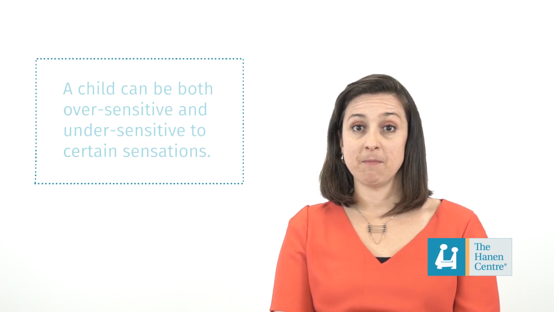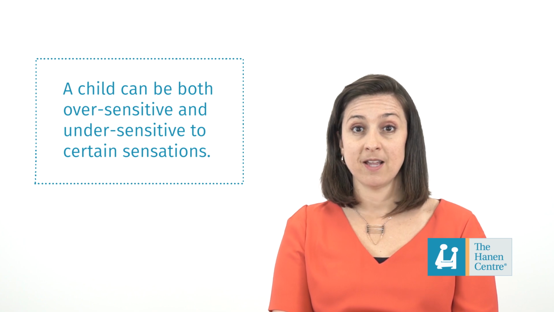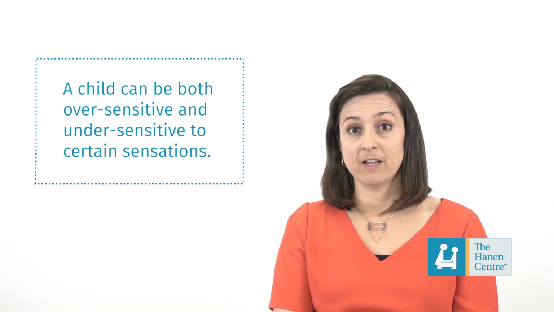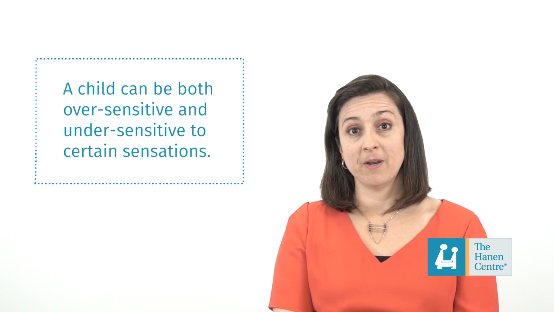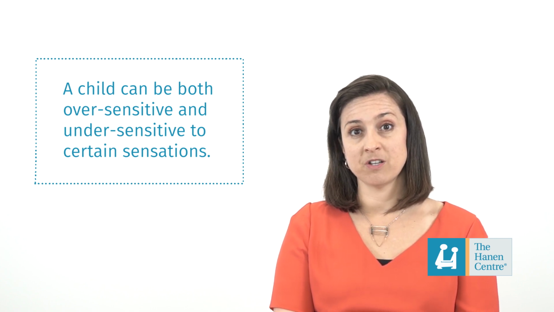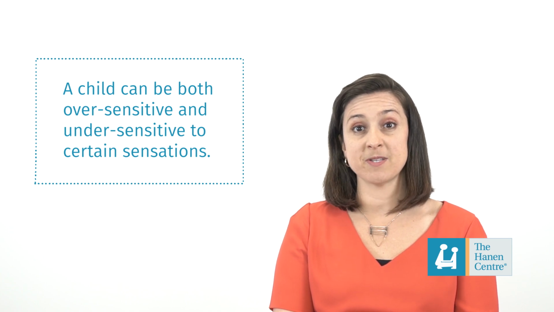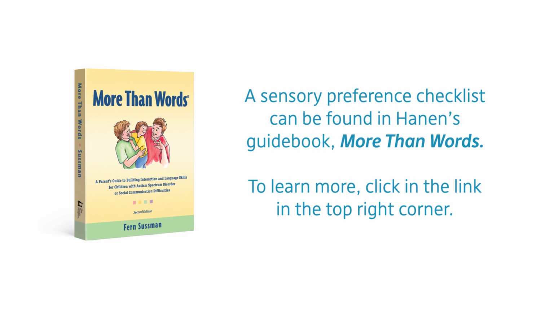A child can also have a combination of these patterns, as they can be oversensitive to some sensations, yet undersensitive to others. If you notice any patterns like this in your child, it can be hard to know what to do, but it can be very helpful to consult an occupational therapist who can give you tips to work specifically with your child. You can also refer to checklists about sensory preferences to gather more information for yourself. The Hanen More Than Words guidebook includes such a checklist, and this can be really helpful to gather more information about your child's sensory needs.